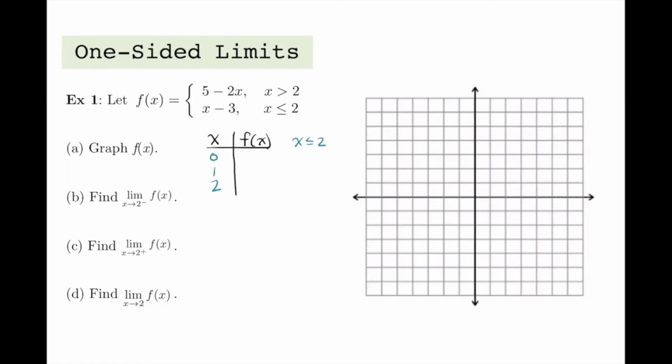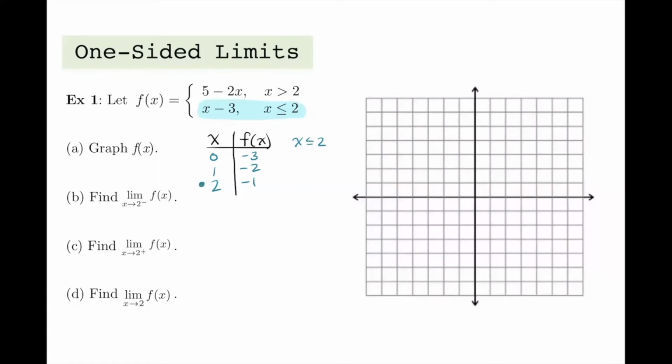We're going to substitute these into the formula x minus 3 because these x values are less than or equal to 2. So when we do 0 minus 3, that's negative 3. We have 1 minus 3, that's negative 2. And then 2 minus 3 is negative 1. Now here, because we are following the formula when x is equal to 2, on our graph, this is going to be a filled-in circle at 2.